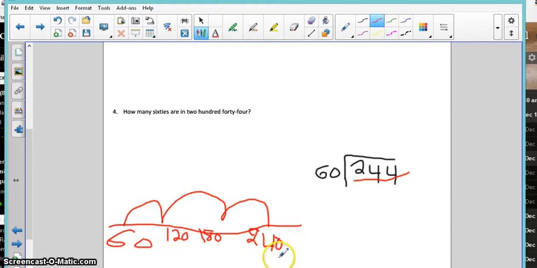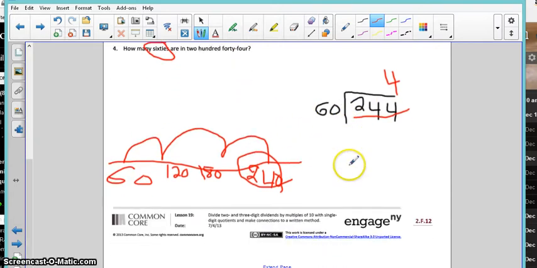So the answer is 4, the closest we can get. And we don't even have to actually solve this one because it just says how many 60s. There's 4 60s. There's a remainder, but it doesn't matter for this one. So it actually means less work. Yay, engage New York Common Core.